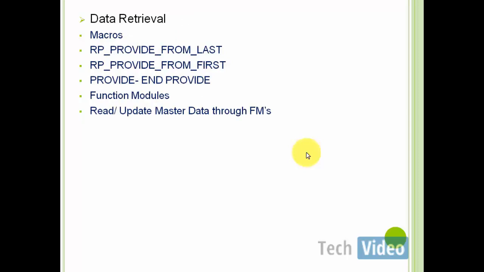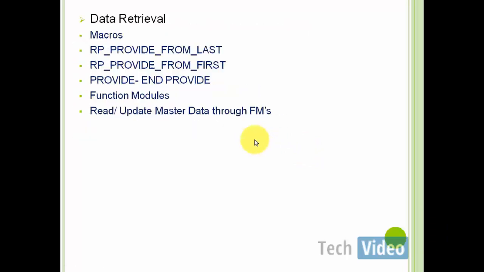Some of the important topics within logical database is the concept of data retrieval in HR. As I told you, the difference between ABAP HR and ABAP is the concept of macros, the concept of function modules, the concept of logical databases. So as part of that, the first thing we need to understand is what a macro is. A macro is nothing but predefined statements given by SAP to fetch the records. This can be used when we are using the logical databases. Some of the statements are RP-PROVIDE-FROM-LAST, RP-PROVIDE-FROM-FIRST, and we also need to understand how we can use the PROVIDE and ENDPROVIDE statements. And I'll let you know what standard function modules are available in SAP HR and how, using those function modules, we can read or update the master data infotype.